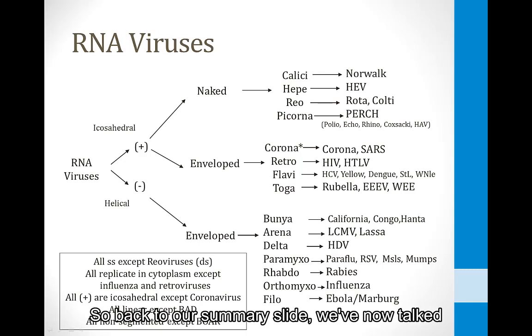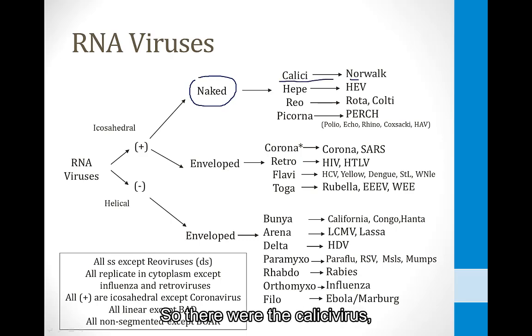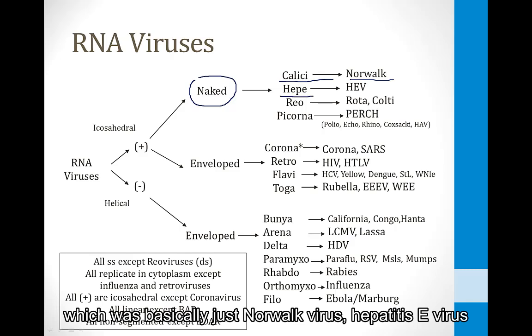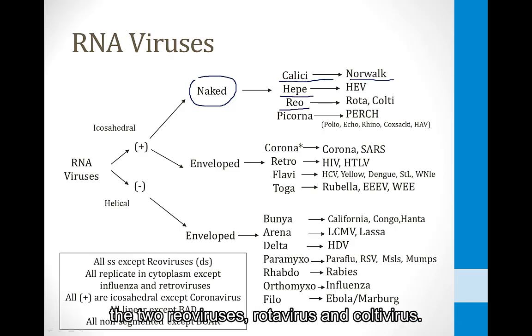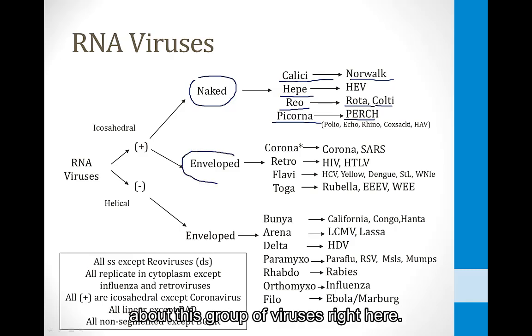So back to our summary slide, we've now talked about the four families of naked RNA viruses. So there were the caliciviruses, which was basically just Norwalk virus, hepatitis E virus, the two reoviruses, rotavirus and coltivirus, and finally the 5 different picornaviruses that go by the mnemonic PERCH. Now what I'm going to do is move on and talk about this group of viruses right here. They all have a positive sense RNA genome and they are enveloped.